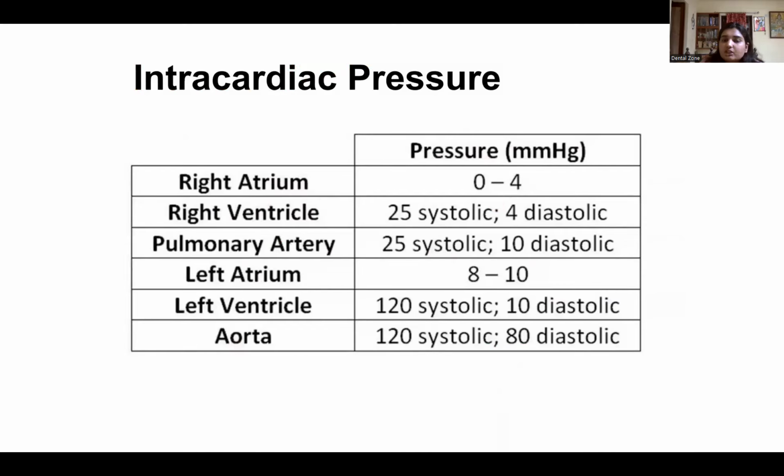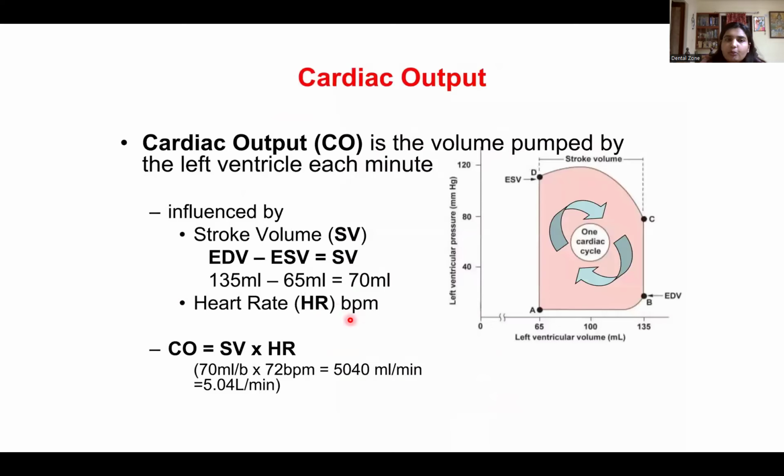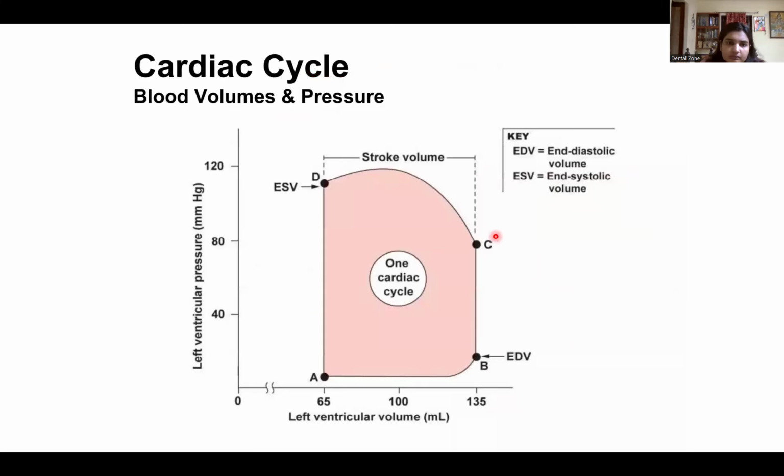So this is the pressure graph, right? Intracardiac pressure, how much pressure the right ventricle will have, how much pressure the pulmonary artery will have. That is all what is given over here. Cardiac cycle, the blood volume and the pressure. Yes, this is the same for one cardiac cycle.